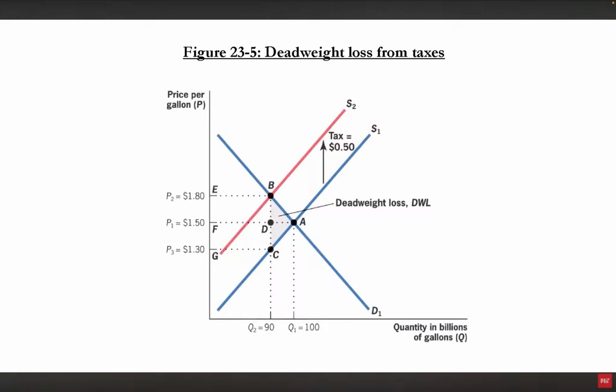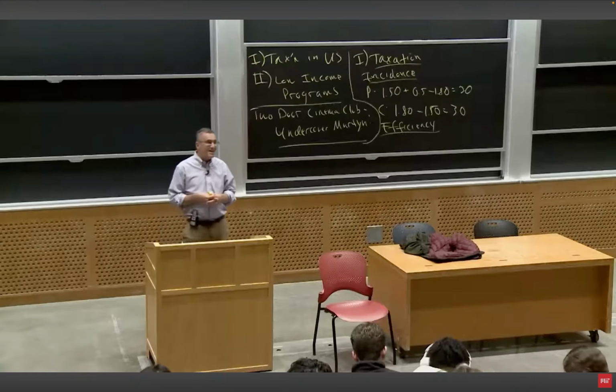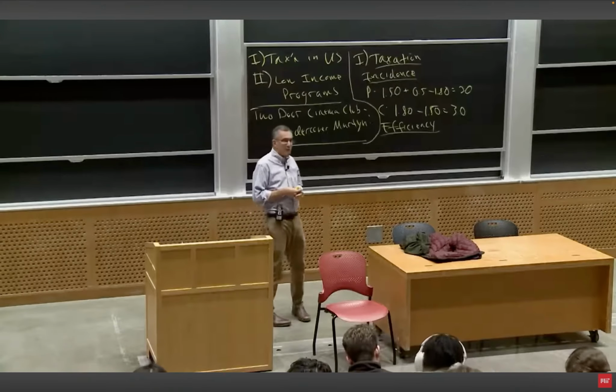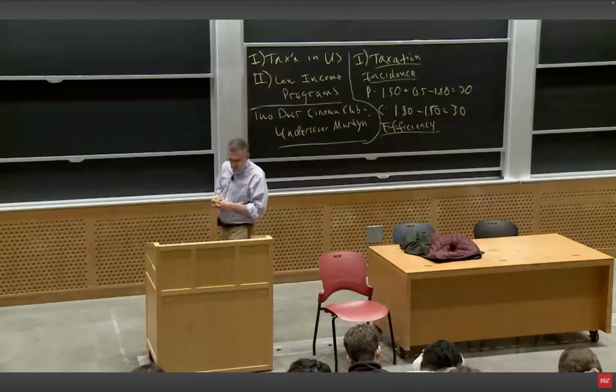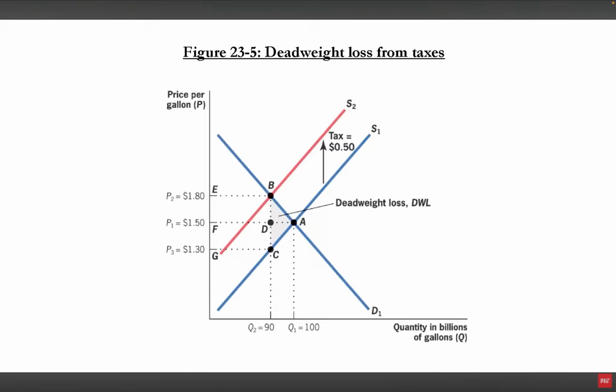if you look at it, consumers used to have the consumer surplus of the area above the $1.50 price line and below the blue demand line. Producers used to have producer surplus of the area below the $1.50 price line and above the blue supply line. Now the quantity has shrunk. As a result, we've reduced consumer surplus and producer surplus.